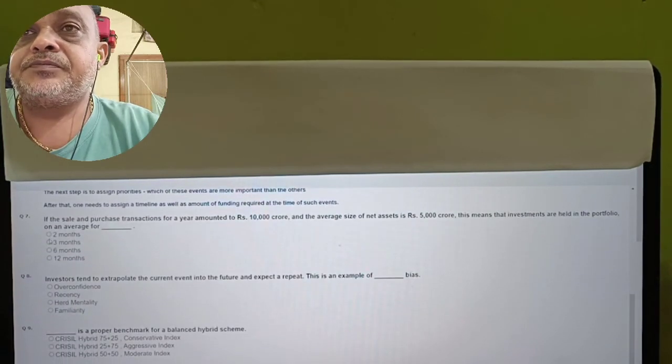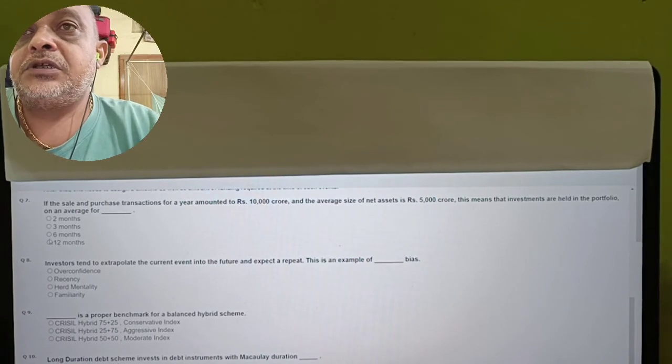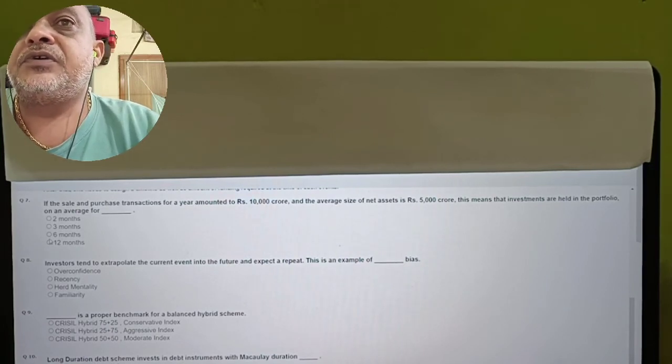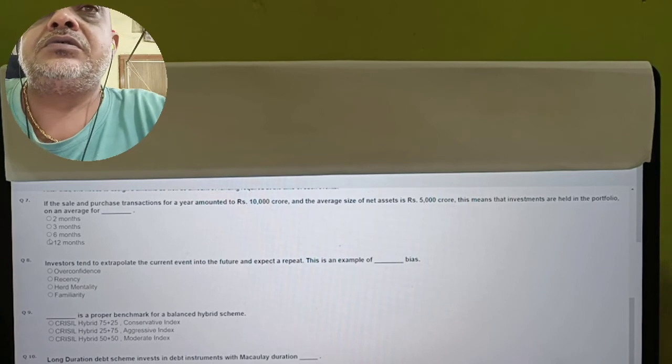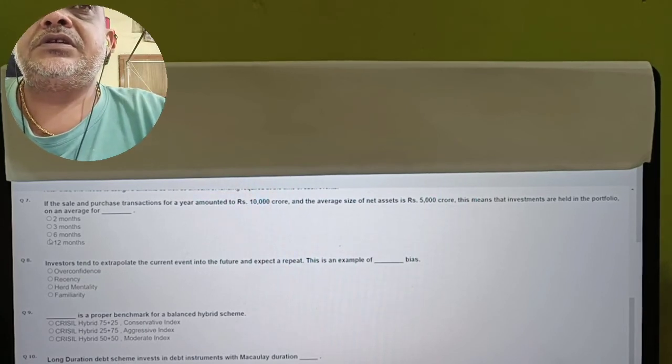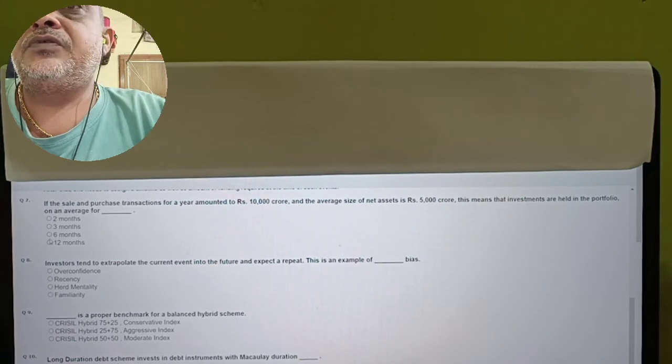Question number 7. If the sale and purchase transactions for a year amounted to 10,000 crore, and the average size of net assets is 5,000 crore, this means that the investments are held in the portfolio on an average for 2 months, 3 months, 6 months or 12 months. They are held on an average for 6 months.